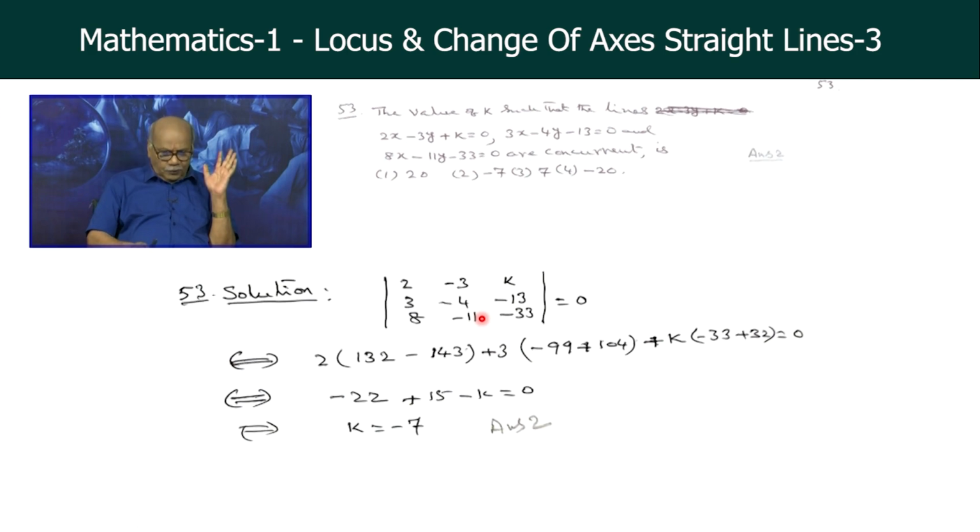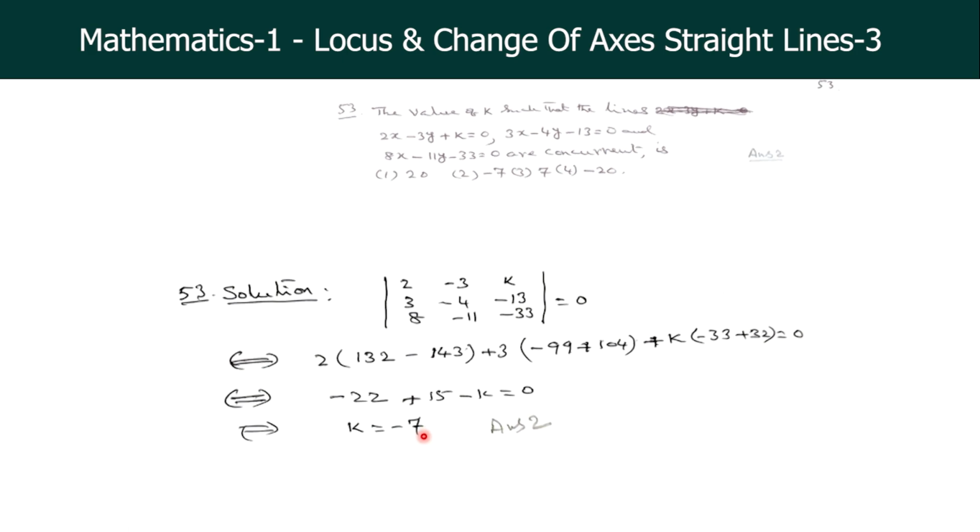Here, if you substitute the values of a1 b1 c1, a2 b2 c2, a3 b3 c3, we have the determinant with rows 3 minus 2 k, 3 minus 4 minus 13, and 8 minus 11 minus 33 equal to 0. Now you expand it and simplify, then you will get the value of k as minus 7, and option number 2.